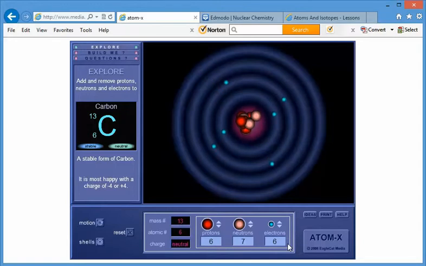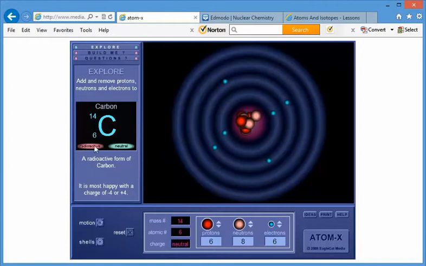So the third isotope to build is carbon 14. So again, the only difference between the isotopes is the number of neutrons. Because carbon's atomic number is 6, it has 6 protons. A neutral atom of it has 6 electrons, and the only difference is that we've got 1 extra neutron. So that makes it carbon 14.